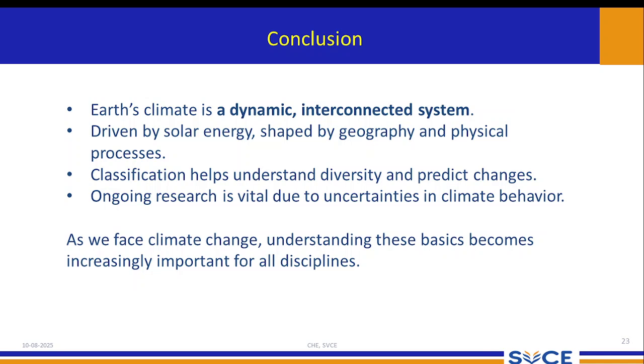So Earth's climate is a dynamic, interconnected system driven by solar energy, shaped by geography and physical processes. Classification helps understand diversity and predict changes. Ongoing research is vital due to uncertainties in climate behavior. As we face climate change, understanding these basics becomes increasingly important for all disciplines.